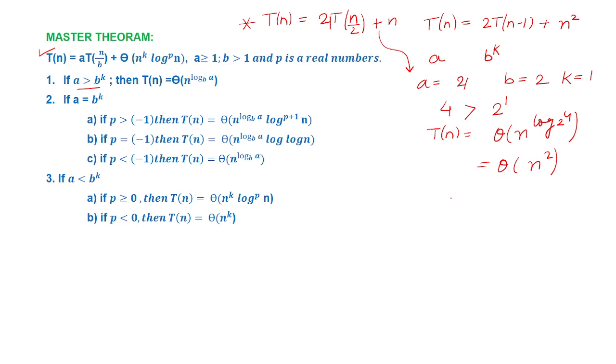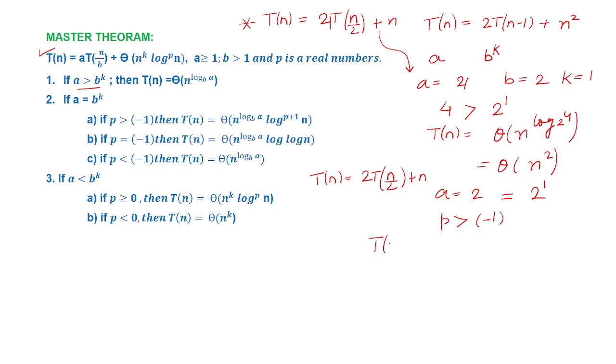Let's say if you have a equal to 2, which was the previous recurrence relation, T(n) = 2 T(n/2) + n. Here a is equal to 2, b is equal to 2, and k is equal to 1. That means you have a which is 2, equal to 2 to the power 1, which is b to the power k. Now it lies in case number 2. Then you have to check the value of p. In this case, the value of p is equal to 0, which is greater than minus 1.